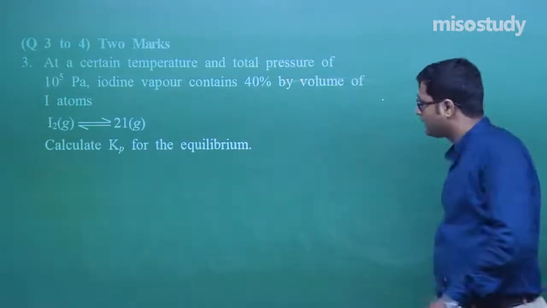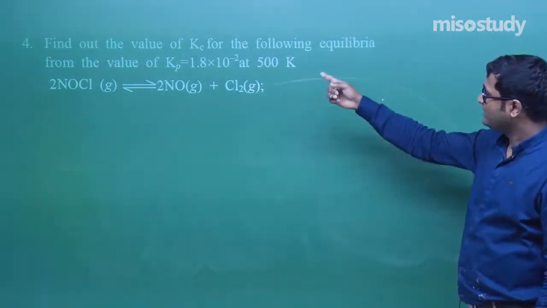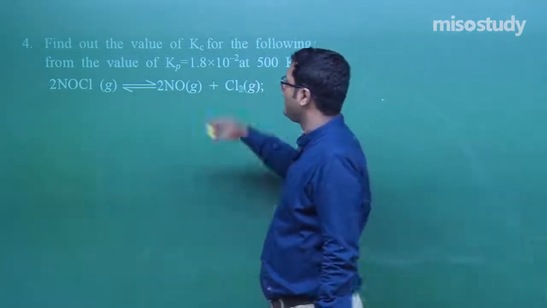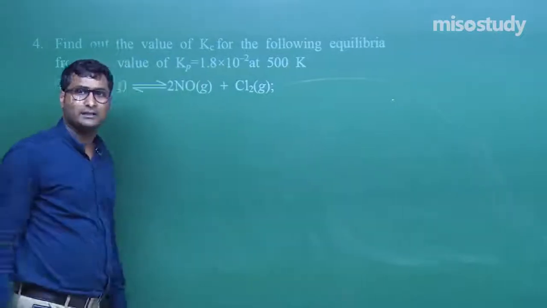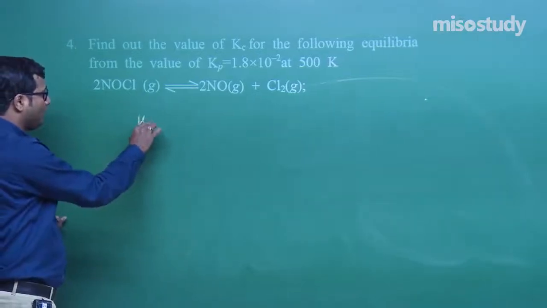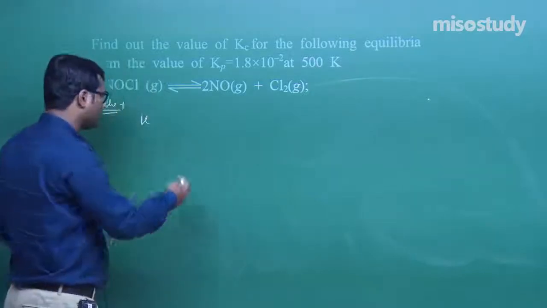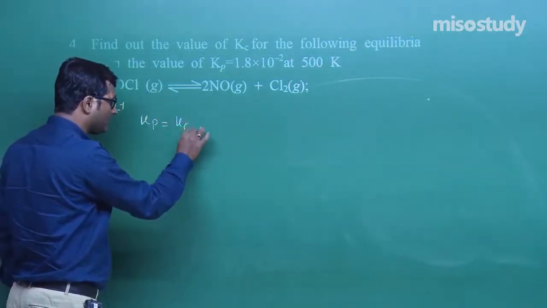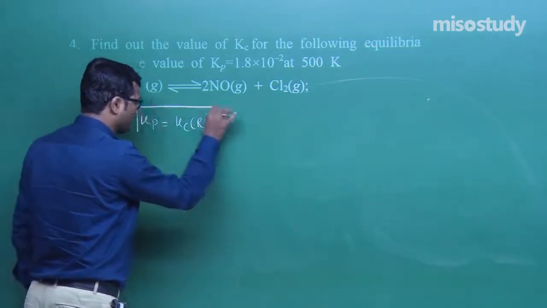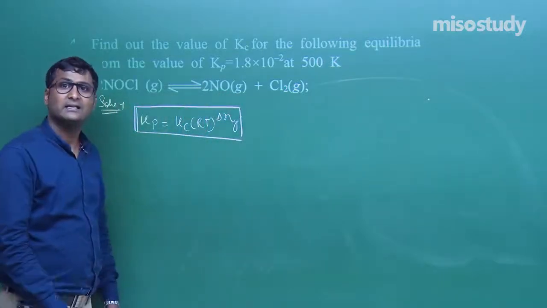Let's move to the next question. Read the question. Find the value of Kc for the following equilibria from the value of Kp. As we know, the relation between Kp and Kc is very simple. Do you remember? Kp is equal to Kc (RT) to the power delta n. It is not delta n, it is delta Ng.